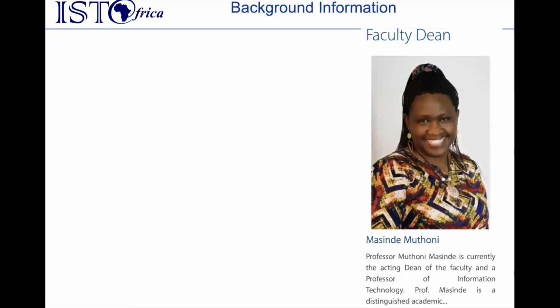For an introduction, I'm currently the acting dean of the Faculty of Engineering, Built Environment and Information Technology at the Central University of Technology. I'm a professor of IT, very passionate about artificial intelligence and its applications in areas of climate. But this time around, I decided to pursue the use of AI in enhancing systematic literature reviews.